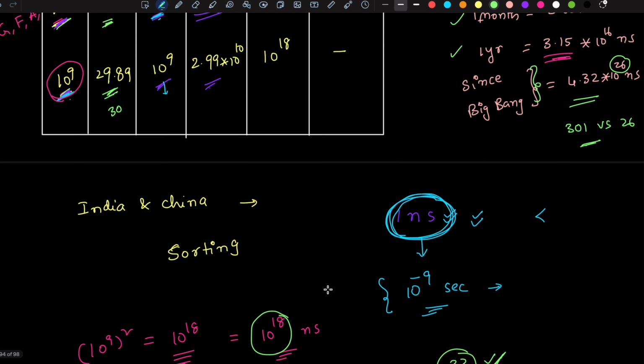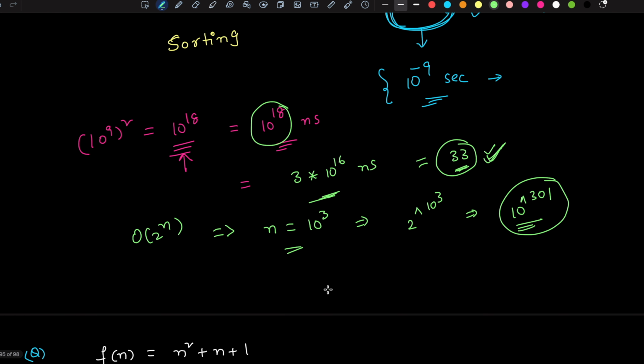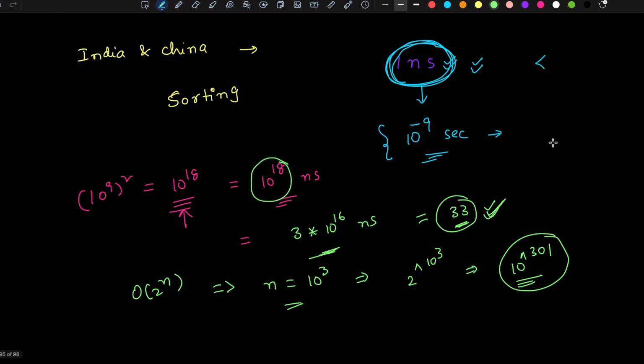Again, we are making an assumption. What is the assumption we are making? That each operation takes 1 nanosecond. But this is not unreasonable. Many simple operations take around a nanosecond or even less than that. So the key point is the exponent we are comparing. The exponent value is 301 versus 26. This makes an unimaginable difference.